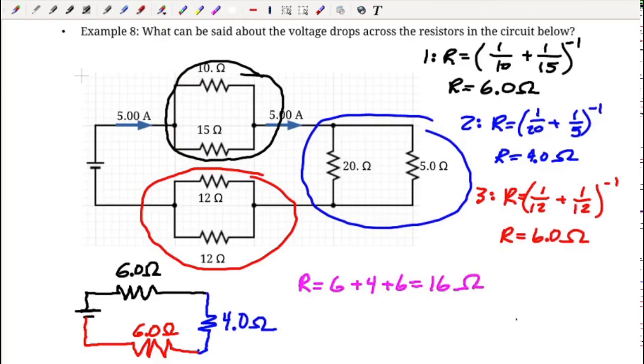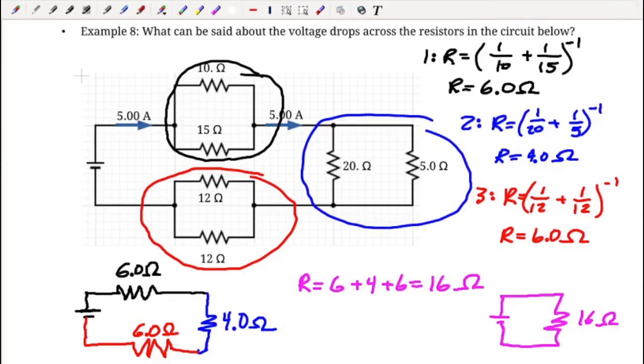So again, this would be equivalent to having one circuit with one equivalent resistor of 16 ohms. So how does that help us to find the voltage drop across each resistor in our original circuit? Well, let's try working backwards from this circuit.